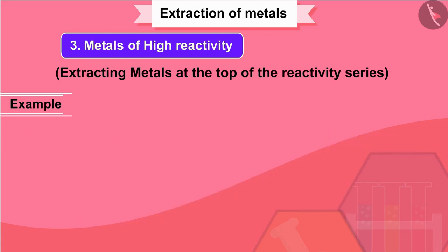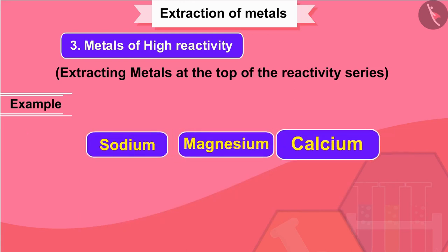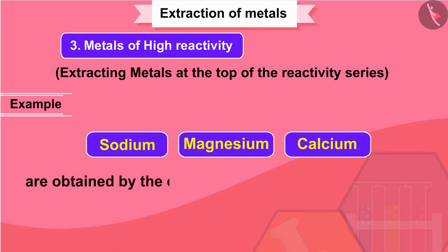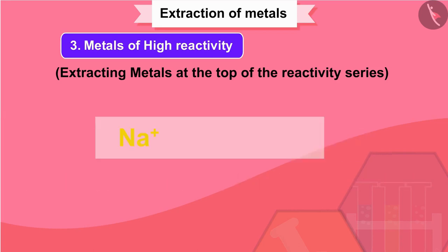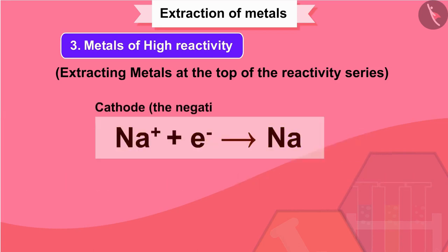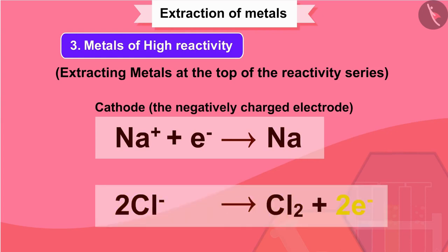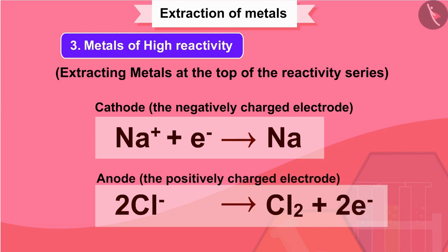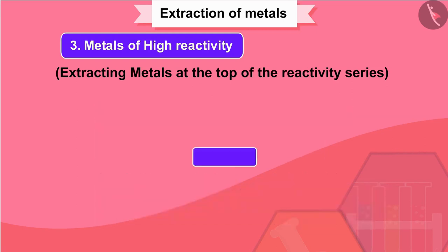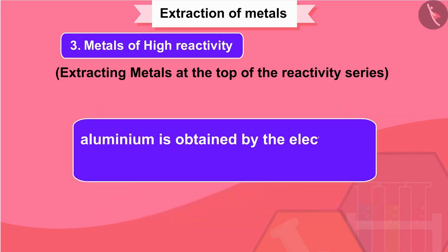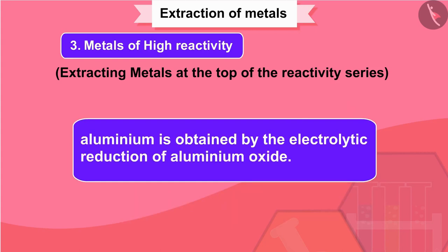For example, sodium, magnesium, and calcium are obtained by the electrolysis of their molten chlorides. The metals are deposited at the cathode, the negatively charged electrode, whereas chlorine is liberated at the anode, the positively charged electrode. The reactions are similarly, aluminium is obtained by the electrolytic reduction of aluminium oxide.